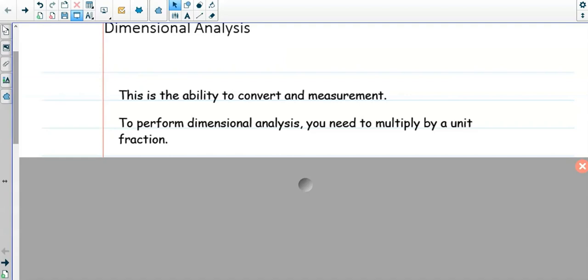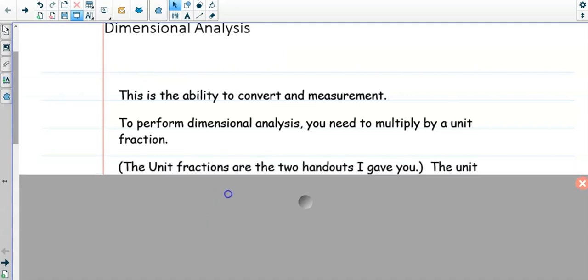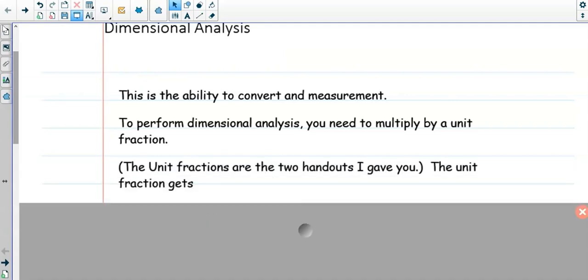To perform dimensional analysis, you need to multiply by what we call a unit fraction. That's the conversions you just saw on those charts. Those are actually fractions in disguise, and I'll show you how they're fractions in disguise in just a moment. Okay? So unit fractions, again, are those handouts that I gave you. Well, that would have been in class, but they are the notes that I had printed up there, those 4 pages of notes. Okay? That's where you get the unit fractions.